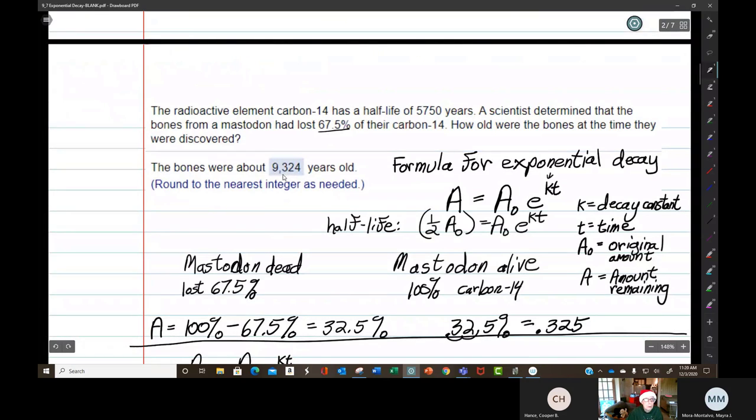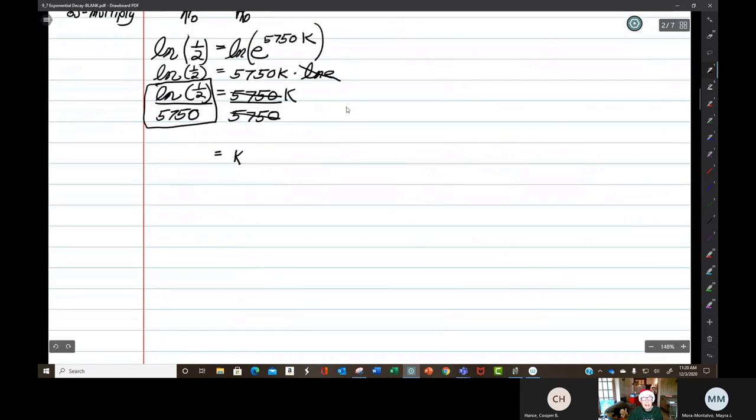All they're asking for is the years old that the bone is, or how many years ago it died. It says the radioactive element carbon-14 has a half-life of 5750 years. A scientist determined that the bones of a mastodon had lost 67.5% of their carbon-14. How old were the bones at the time they were discovered? At no time are you told how many places to round K to. This is a problem. You can't just say, well, I feel like rounding it to 4 decimal places, because if you don't round it to the exact number of decimal places my math lab wants, you will get the wrong answer. Therefore, at the moment, we cannot find the exact answer.